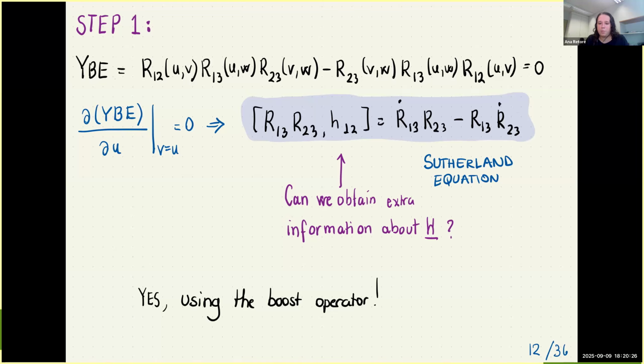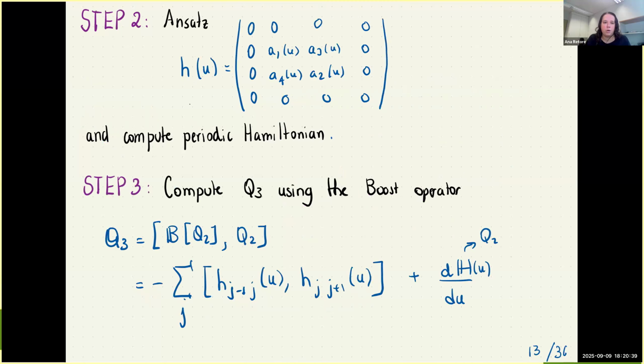But what if we could obtain extra information about this Hamiltonian using the boost operator, like using some external input? The boost operator can give us information about this Hamiltonian in the following way. Let's start with an example. I took a very simple one. This model is very well known, as you'll see soon. It's just a very simple case, so I can show you. We start with this density Hamiltonian with some functions that we don't know what they are. We use the boost operator to compute Q3.